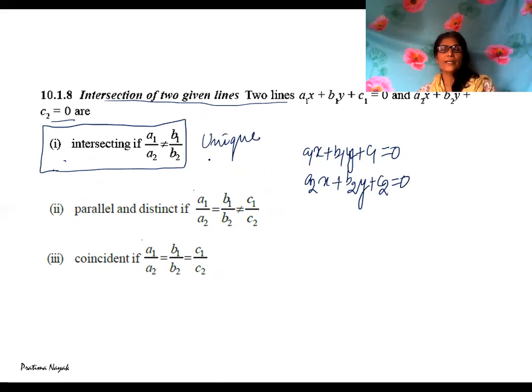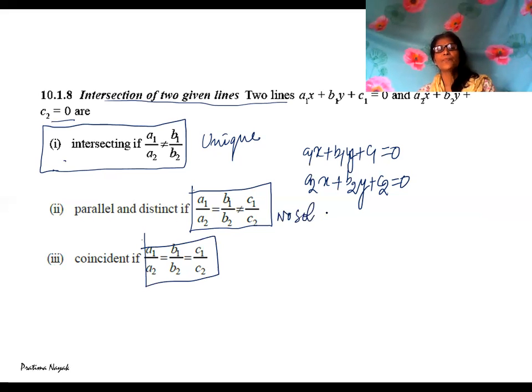You can relate what you have learned in the last classes. It will be better to understand. Similarly, it will be parallel and distinct if this is the condition: A1 by A2 is equal to B1 by B2 is not equal to C1 by C2. This you have also read. And they are coincident if, or we say infinite many solution. Here we say no solution. That means they are parallel. Infinite many solution. That means one line is coincident with the other line.